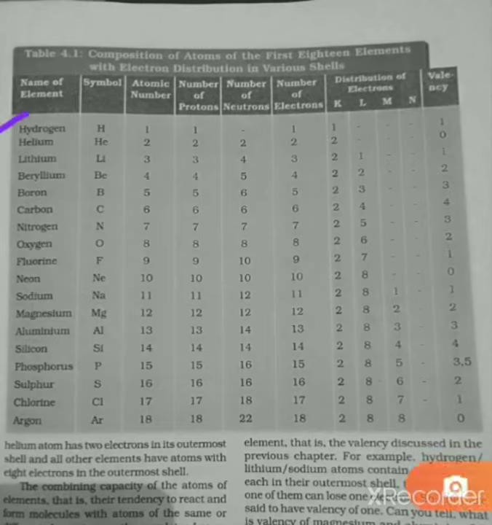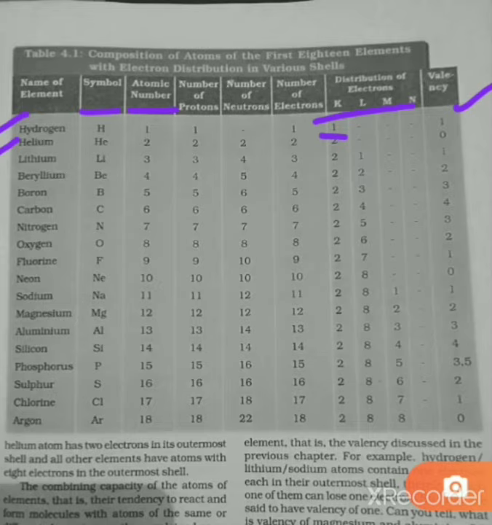So let us begin. Students, here you can see the very first element is hydrogen. Its symbol is H. Its atomic number is 1 and talking about its distribution of electron, in K shell there will be 1 electron. So the number of electrons in the outermost shell is 1, so its valency is also 1.